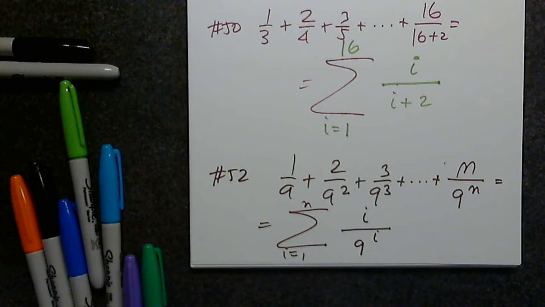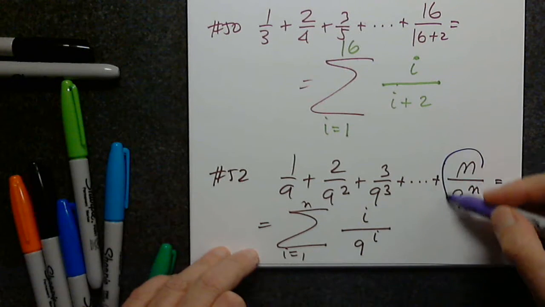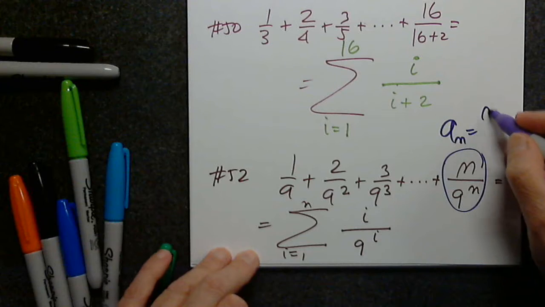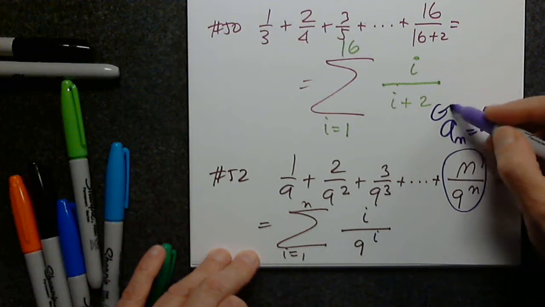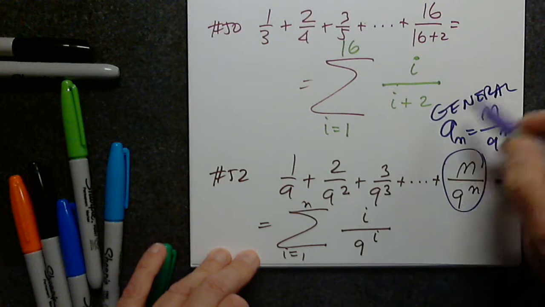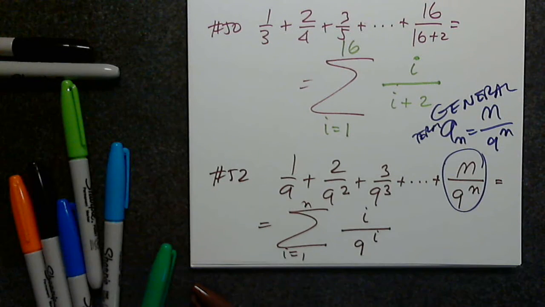It's very clear. But so is this. When I is 1, we get 1 over 9. When I is 2, we get 2 over 9 squared. When I is 3, we get 3 over 9 cubed. Dot, dot, dot. When I is finally n, we get n over 9 to the n. This is called the general term. It's denoted by a sub n, n over 9 to the nth, general term. Any questions?